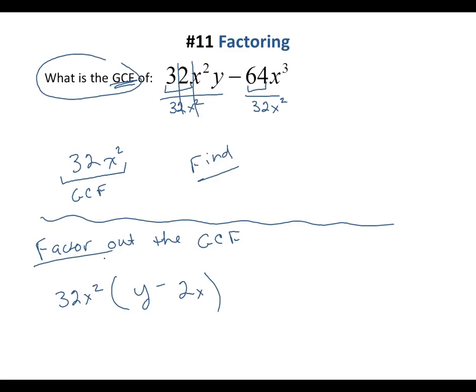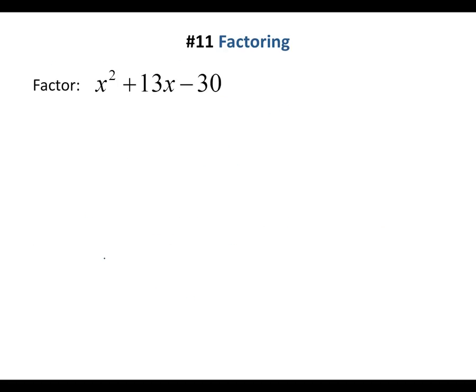If the directions say factor out the GCF, what will we do? First, we have to find it, which we did. That's the first step. Then you are undoing the distributive property to find out what's in parentheses once the GCF is factored out, and you do that by division. So we divide both terms by the GCF to find out what's left. What's left in the first term? Just the y. 64 divided by 32 is 2, so there's a 2 there. And then x cubed divided by x squared is x. So this is factor out the GCF. Do you see the difference? This is just find the GCF. This is factor out the GCF.